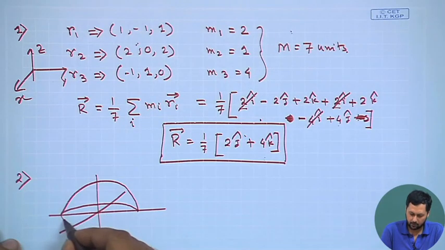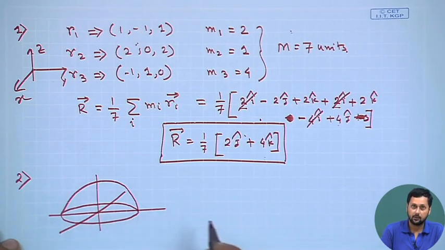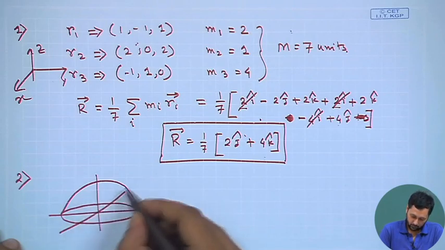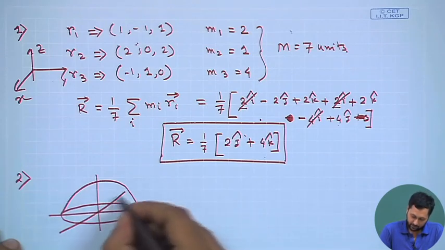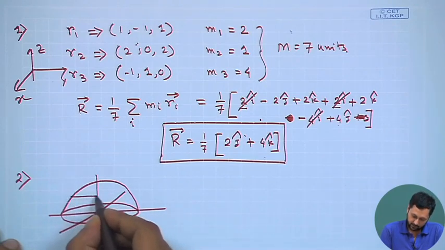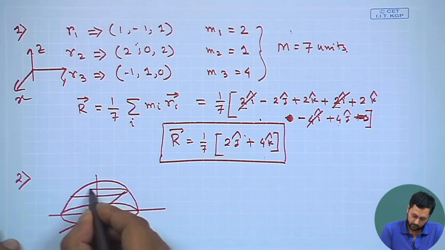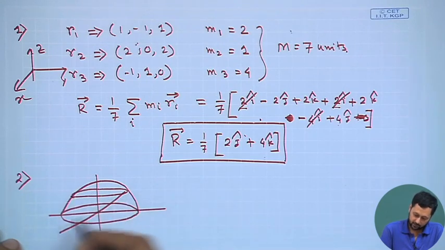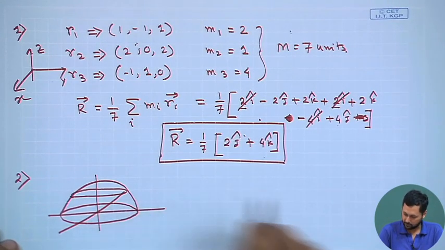Hemisphere means half of a sphere, right. So the radius is given as a. What we can do is, we can take a slice at some height h to solve this problem. Sorry, it is not a very good drawing. I will just draw it once again.